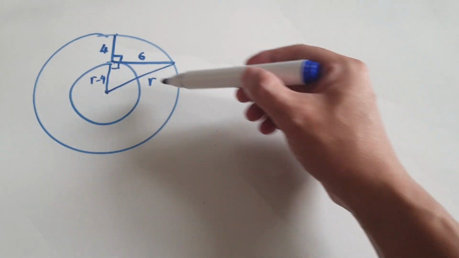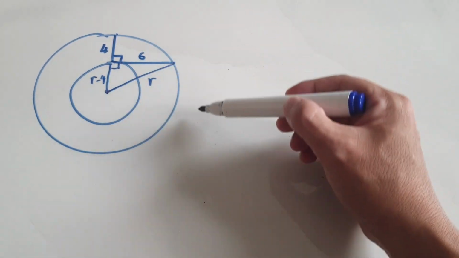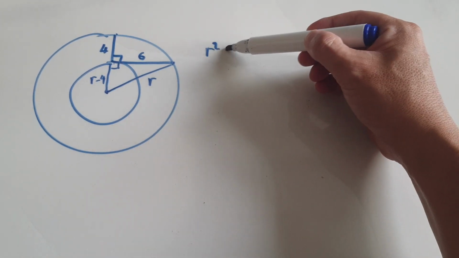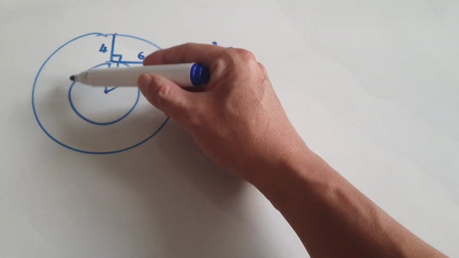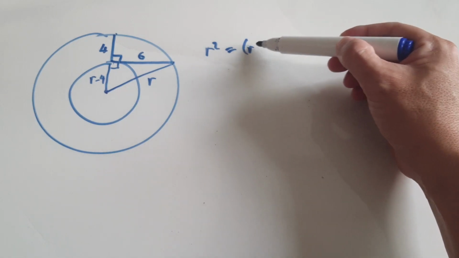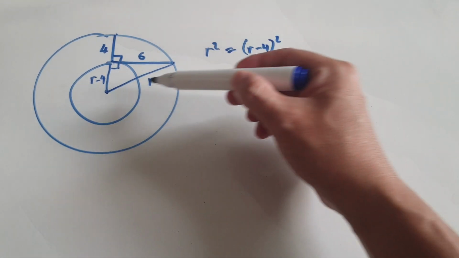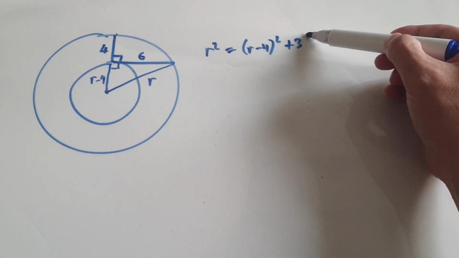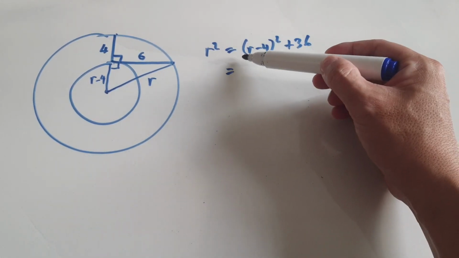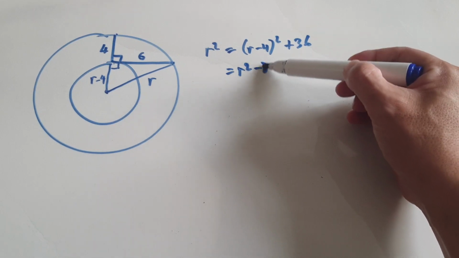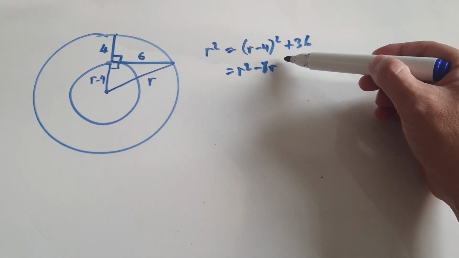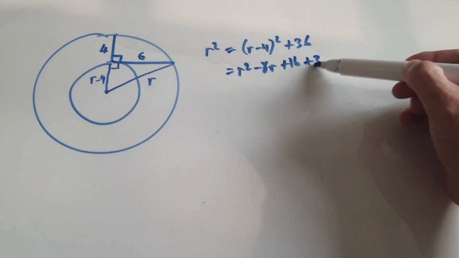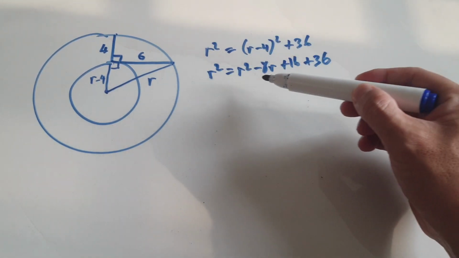So using Pythagoras, the hypotenuse squared, r squared, equals this thing squared, which will be r minus 4 squared, and then this thing squared will be 6 times 6, which is 36. Multiply this out, that would be r squared minus 8r plus 16, and then drag this thing down, r squared.